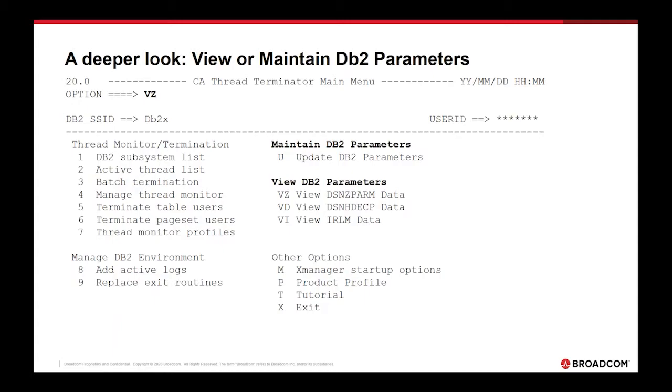Starting with the main menu in one of our DB2 solutions. We do have several options, but we take a look at viewing or maintaining DB2 parameters. We will start with VZ to view the DSN zParm parameters. Later, we will see also VD, and we will also enter U to get the chance to update the DB2 parameters.